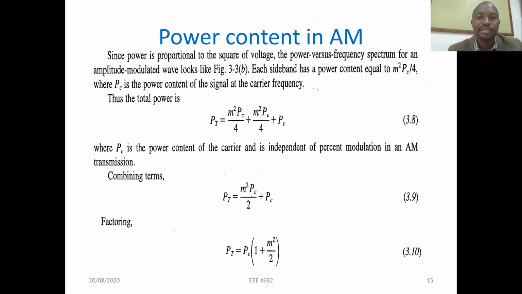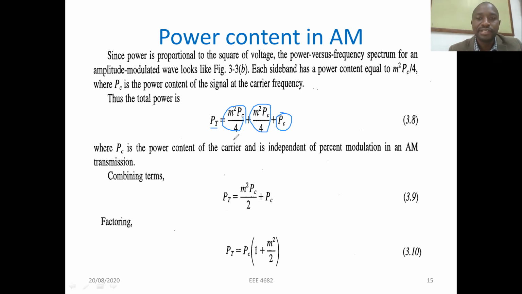So let's look at the power content in AM. Since power is proportional to the square of the voltage, the power versus frequency spectrum for an amplitude modulated wave looks as shown in the previous figure. And we can calculate the total power, both in the upper and the lower sideband and also the carrier part, which will be given by equation 3.8. If you look at this equation, essentially you'll have the power component due to the lower sideband, the power component due to the upper sideband, and then the power component due to the carrier to give you the total power.